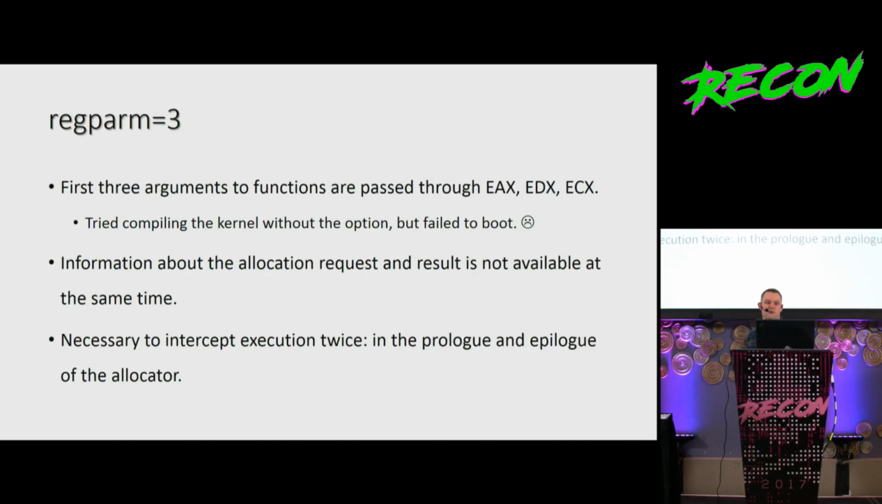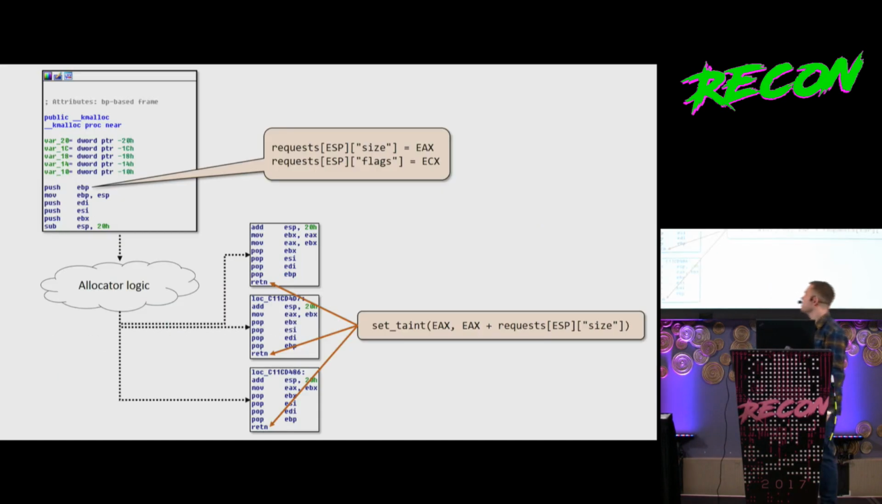Then we have this problem of passing arguments through registers, which means that we cannot just hook into a single instruction, the ret instruction. We have to hook into the kernel twice, first when the allocator is called, and then when the allocator returns, in order to capture both pieces of information. So this is how it looks here. We hook into the first instruction of the function to save the size and the flags of the allocation request, and then again into all of the return instructions to set the taint based on the allocation address.